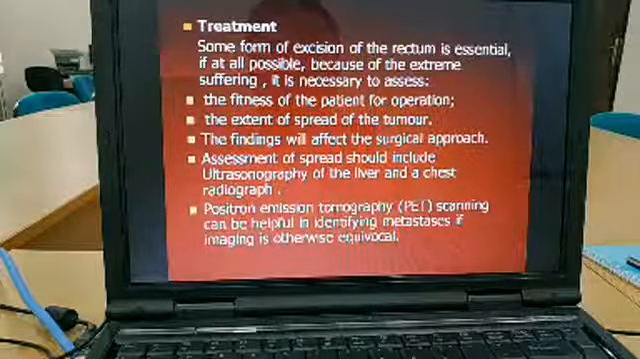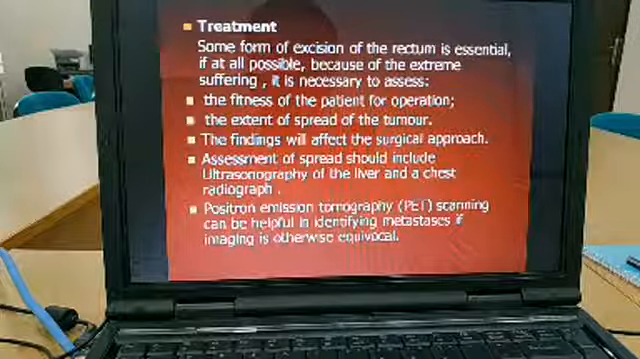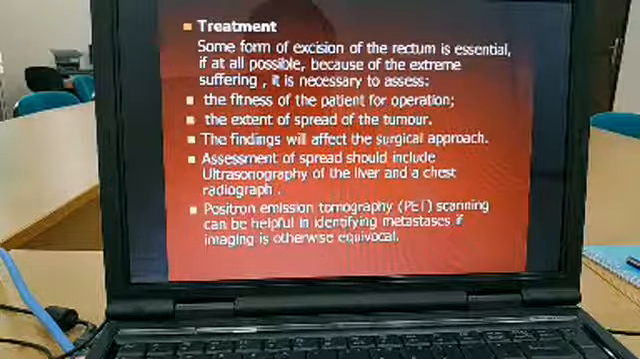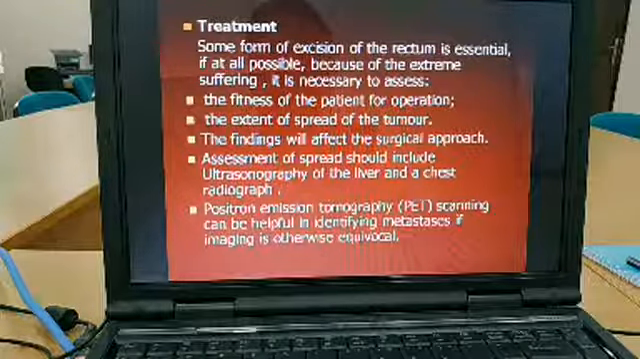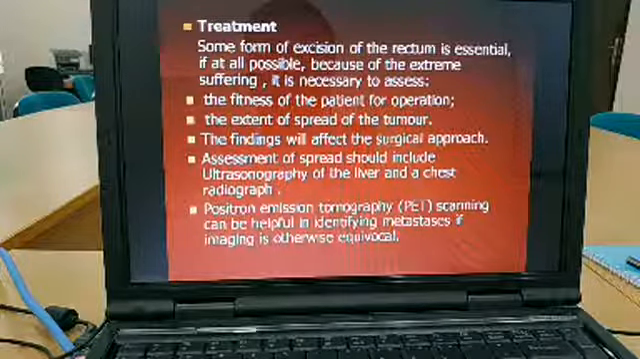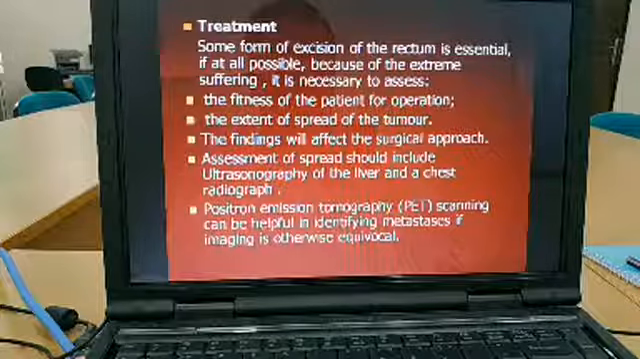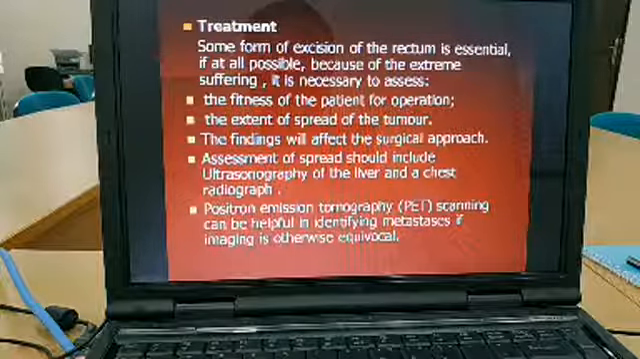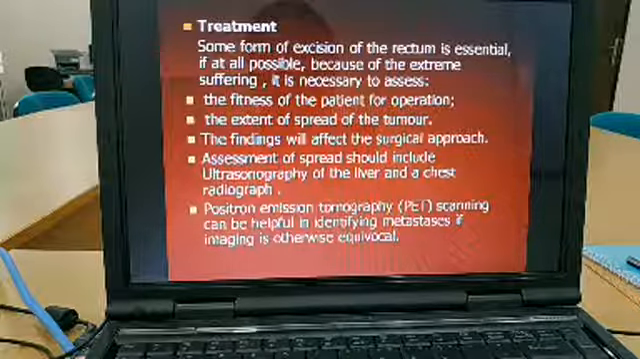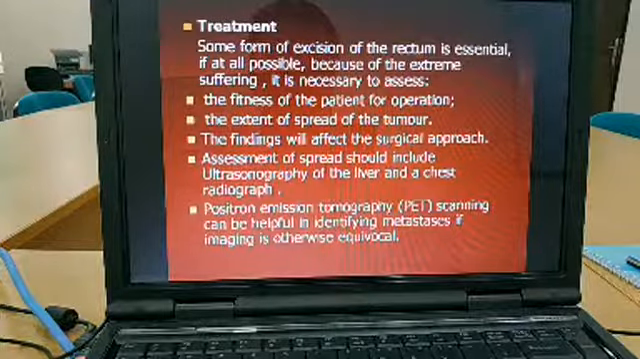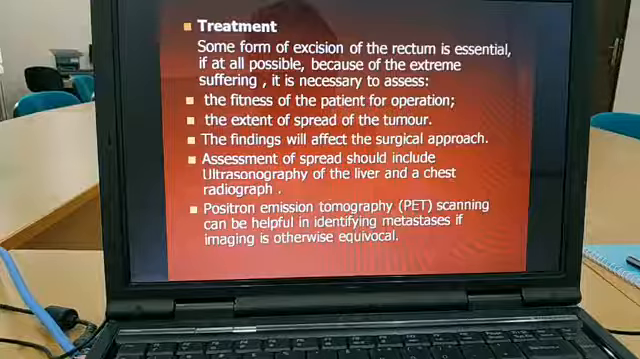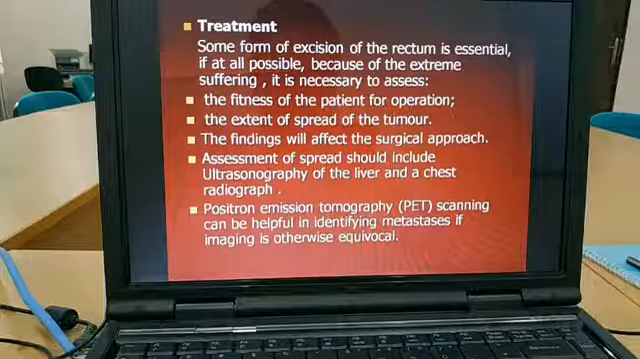Regarding treatment, some form of excision of the rectum is essential, if at all possible, because of the extreme suffering. Before going to a surgical procedure, it is very important to assess the fitness of the patient for operation. You have to look whether the patient is fit for the operation or not. The extent of the spread of the tumor, that is called staging, should be done before operation. The findings will affect the surgical approach.